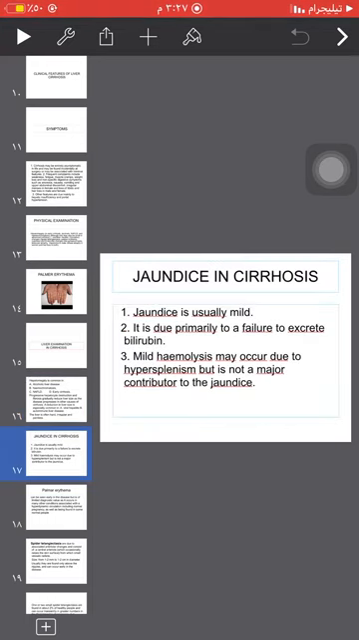Jaundice usually mild. It's due to the failure of excretion of bilirubin مثل ما قلنا. Mild hemolysis may occur due to the hypersplenism but does not majorly contribute to the jaundice. يعني أنه يصير hypersplenism ويصير mild hemolysis، ولكن الهيموليسيس هنا ليس السبب الرئيسي للجوندس. مثل ما قلنا السبب الرئيسي للجوندس هي failure of excretion of bilirubin.